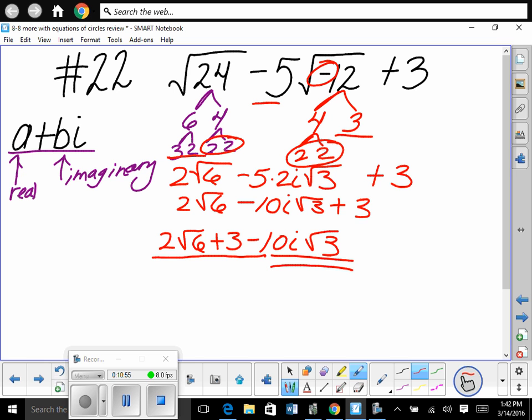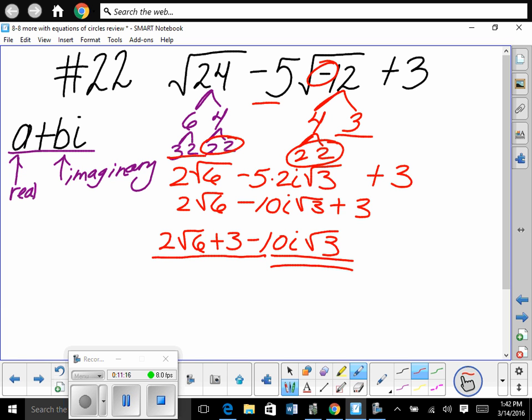So now understand something. 2 square roots of 6 plus 3, you can't combine. You can't say that's 5 square roots of 6. That's wrong. You can't combine them because they're not both square roots of 6. Just like you can't combine 2x squared with 2x. Does everybody understand that? So this would be our final answer. That is a plus bi, because that's the furthest we can go with combining these. Does that make sense, everybody?